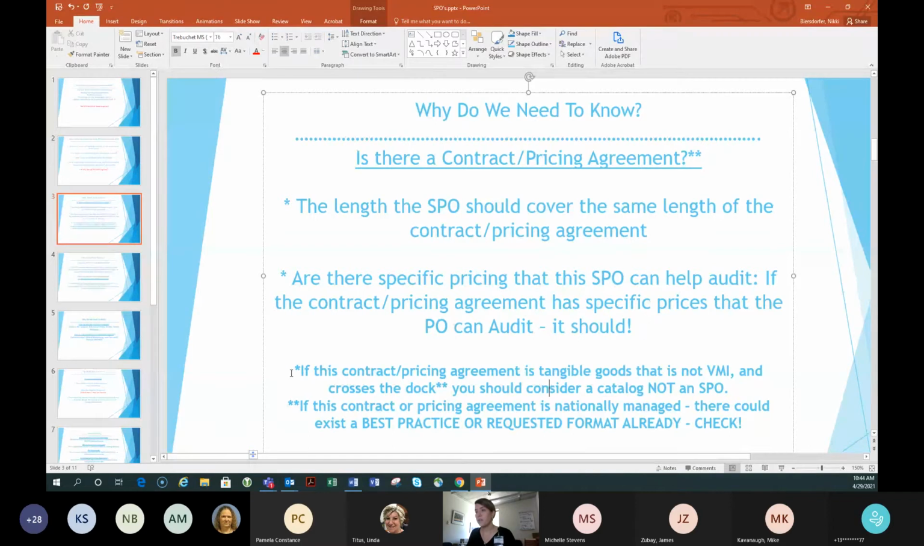So keep in mind, though, if this contractor pricing agreement is tangible goods that are not vendor managed, they cross the dock, you should consider a catalog, not an SPO. If it's a contract and pricing agreement, it's nationally managed, such as Cintas, Nalco. There's a few out there that I can't think of. Slot leases are nationally managed. There is a best practice that has been published. Please, please, please double check best practices. Use them. They are best practices for a reason.